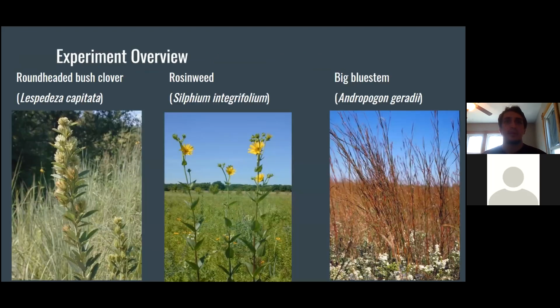In this study, we are using 3 native prairie species that each represent a different group within the prairie ecosystem. The Lespedeza capitata represents the legume family, which has great nitrogen fixation properties and is extremely drought tolerant. The Silphium is part of the sunflower family, which of course has great pollinators, especially bees that are attracted to it. The Andropogon, also known as big bluestem, as many of us are familiar with, is one of the 4 major grasses found within tallgrass prairies.